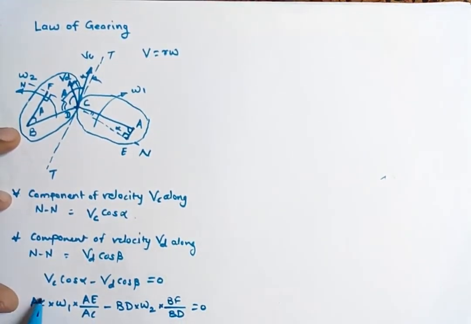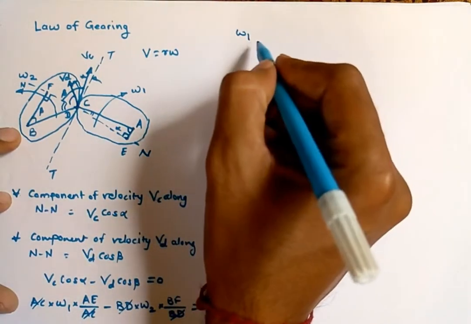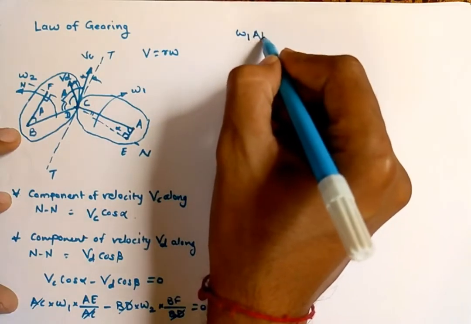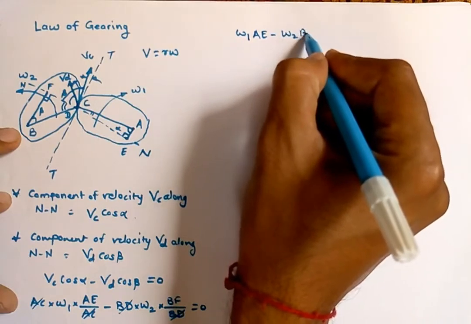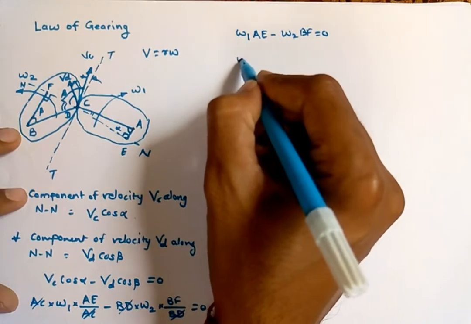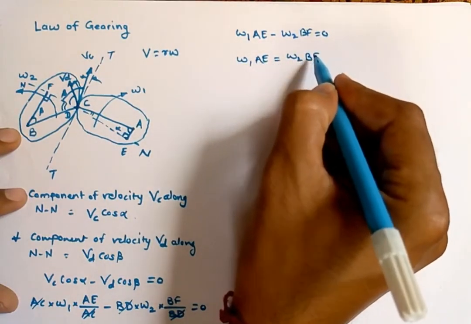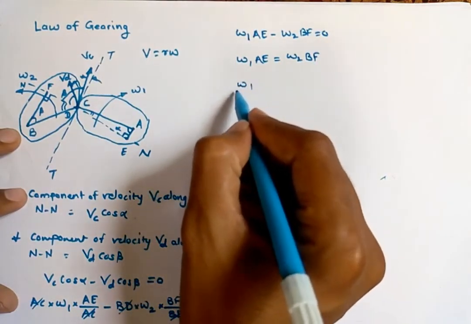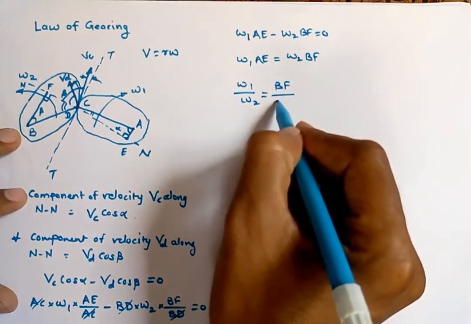So in this case, AC will get cancelled, BD will get cancelled. So what we have: omega 1 AE minus omega 2 BF is equal to 0. Omega 1 AE is equal to omega 2 BF, or we can write omega 1 upon omega 2 is equal to BF upon AE.